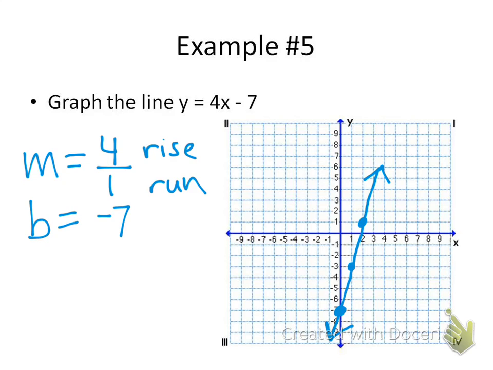If you're confused where to start, I once had a math teacher tell me that B stands for begin, M stands for move. So you begin here and then you move according to this. If that helps, great. If not, just remember you start with your y-intercept and you use your slope to find the next couple points. Questions?